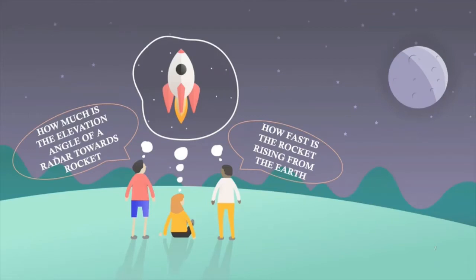Now, implicit differentiation can be applied especially in radar and rocket systems. By using implicit differentiation and related rates, in this situation we can know how fast the rocket is rising from the earth and also the elevation angle of the radar towards the rocket.